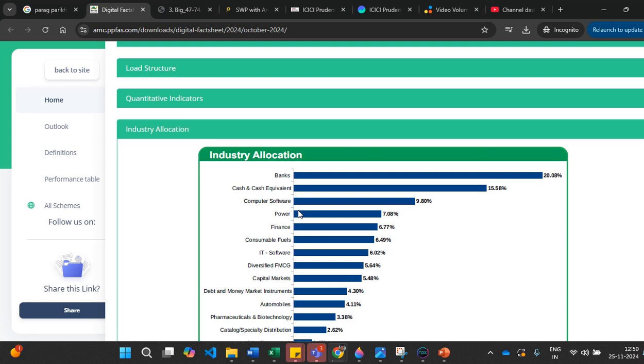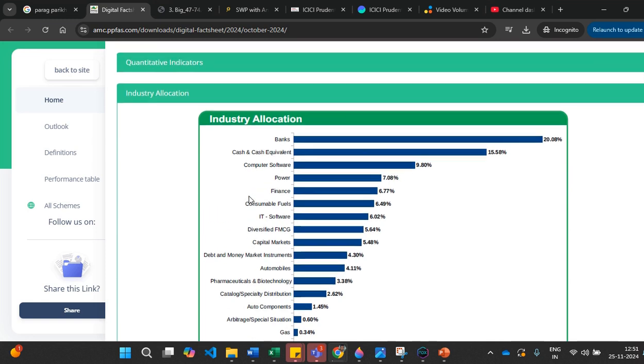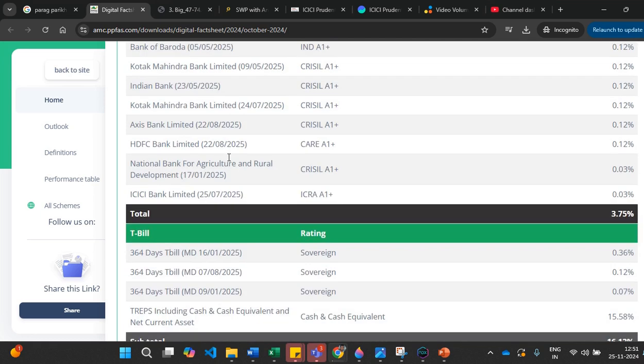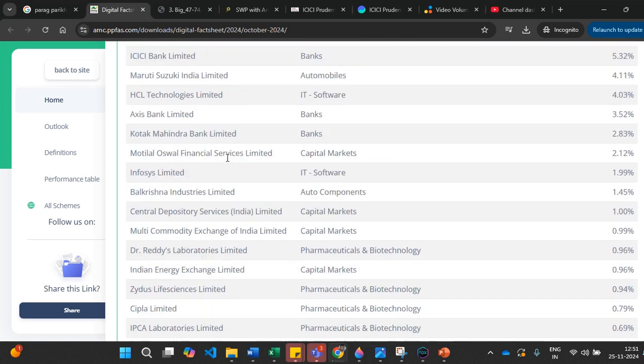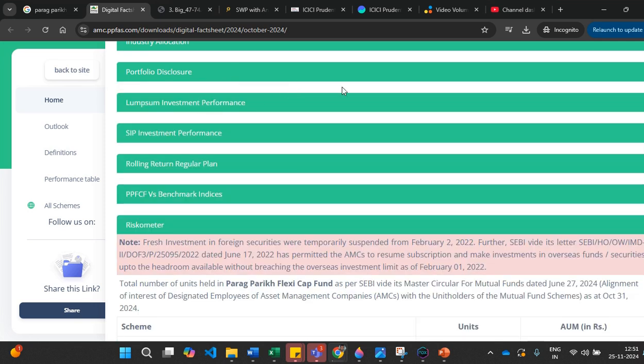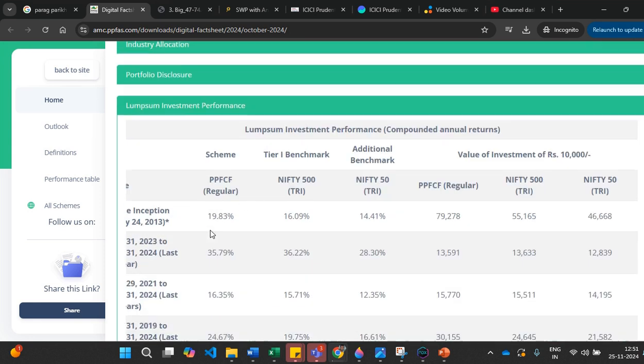And allocation, right? Where this mutual fund is allocated will be displayed here. How much percentage they allocated in the bank sector, all the sectors are mentioned here. Okay. And if you open the portfolio disclosure, this will show in each sector in which stock they have actually invested. You can go through each and everything and see how your mutual fund portfolio is divided.